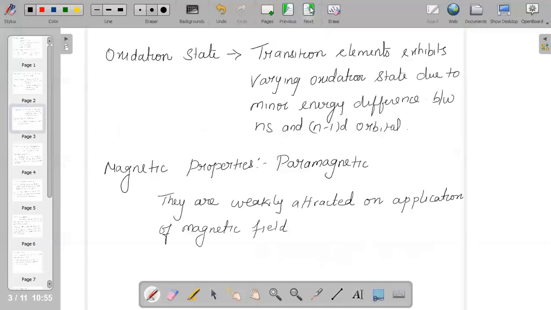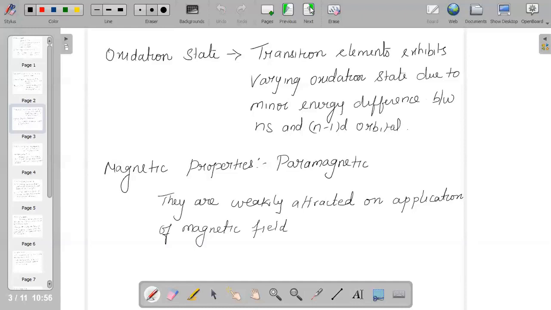And when we are talking about the oxidation state, it is the number allotted to an element in a compound, representing the number of electrons it is losing or gaining by an atom of the element. Transition elements have the tendency of exhibiting varying oxidation states because of the minor energy difference between ns and (n-1)d orbitals.